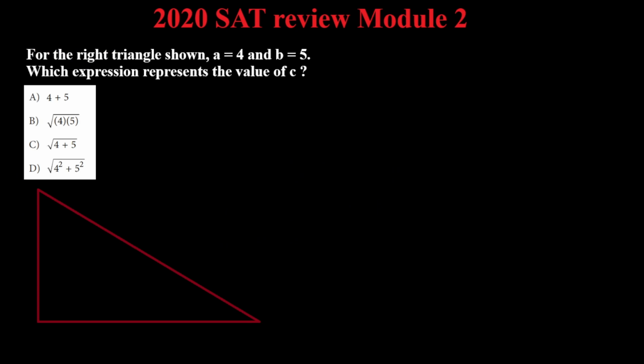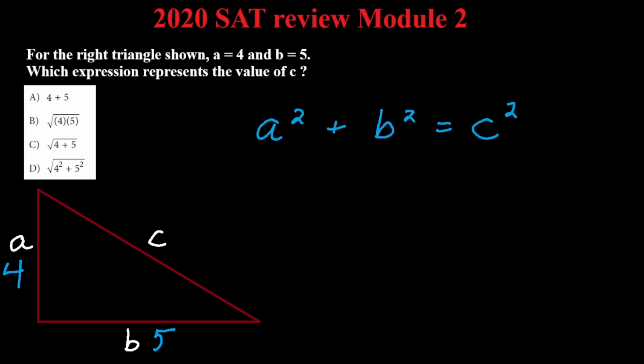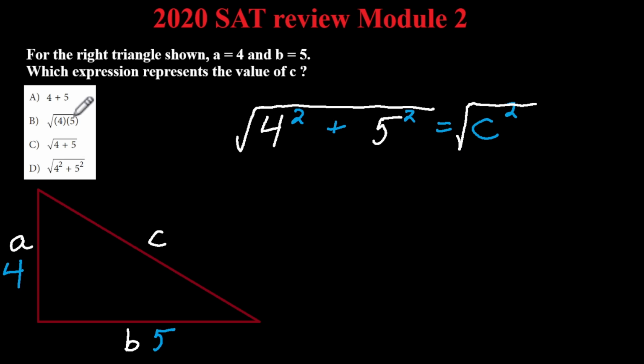For the right triangle shown, A equals 4, B equals 5. Which expression represents the value of C? This question is asking about the Pythagorean theorem. So A and B are the legs and C is the hypotenuse. So we're going to substitute A and B. At this point, in order to find C, I simply take the square root of both sides. The answers are given for the most part in radicals, and what I have is the square root of 4 squared plus 5 squared, which matches with D. So that is our correct answer.